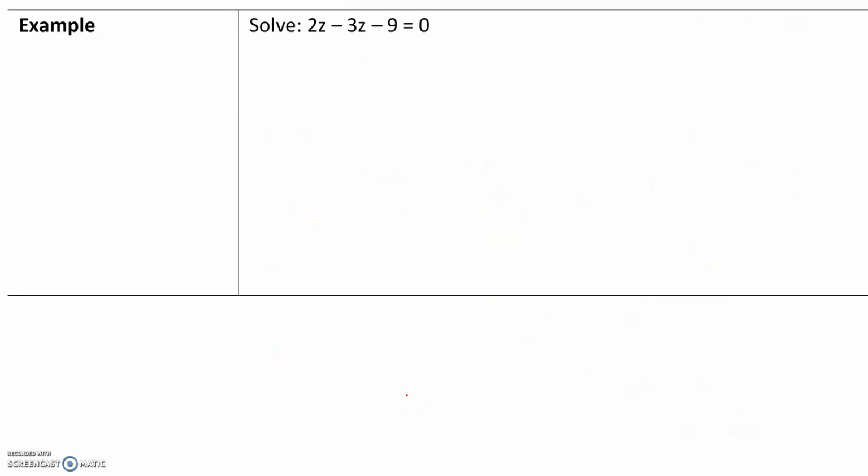Here's another example. I'm sorry, that should have been a 2z to the second power. And this one we will do in class. But first, let's just start the problem. GCF, there is none. So no GCF. The value of A is 2. The value of B is negative 3. And the value of C is negative 9. So if you want to try this, you can. Otherwise, we'll also go over this in class.